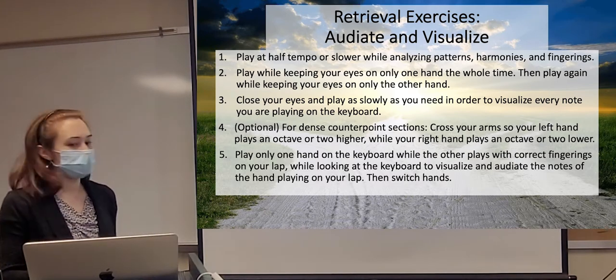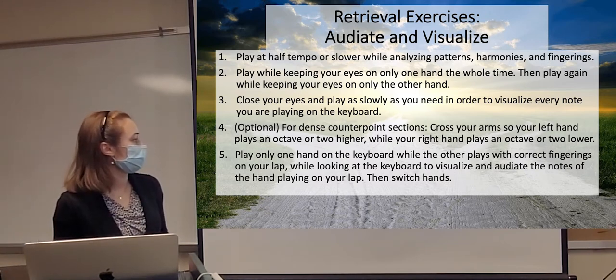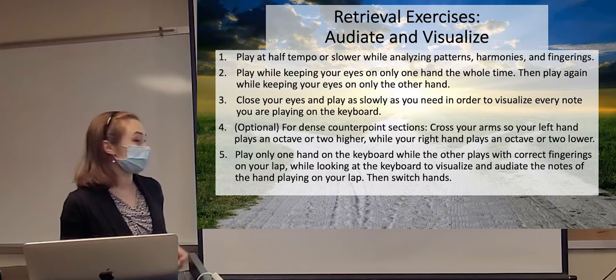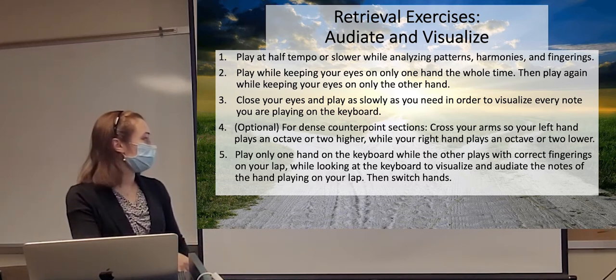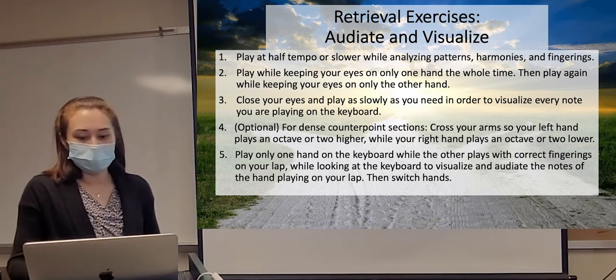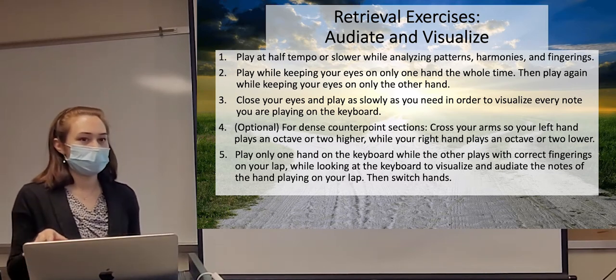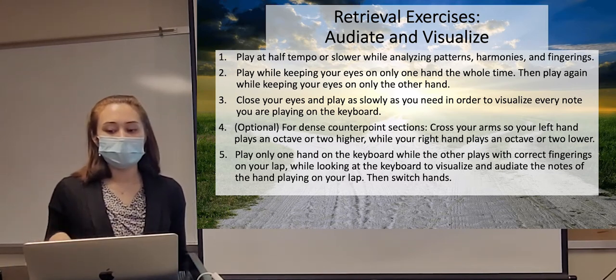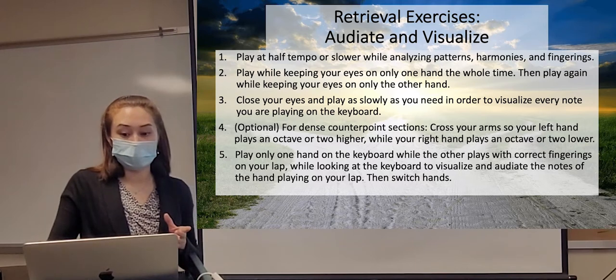And then for the fifth step, play only one hand on the keyboard while the other plays with correct fingerings on your lap, while looking at the keyboard to visualize and audiate the notes of the hand playing on your lap, and then switch hands. So the point of this exercise is to recognize where you're unable to visualize or audiate, and then strengthen it. So go slowly and challenge yourself to find where the gaps are in your memory.